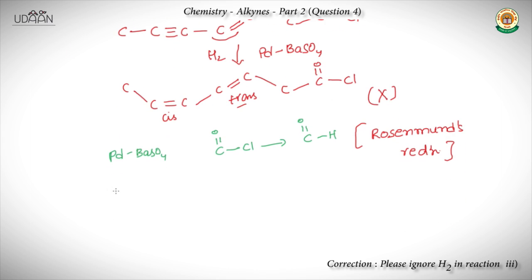And so the final product would be C double bond C, cis here, and here you're gonna have a trans product, C and C double bond O H. So you can see now, here you have cis and here trans. Okay, be careful with it.